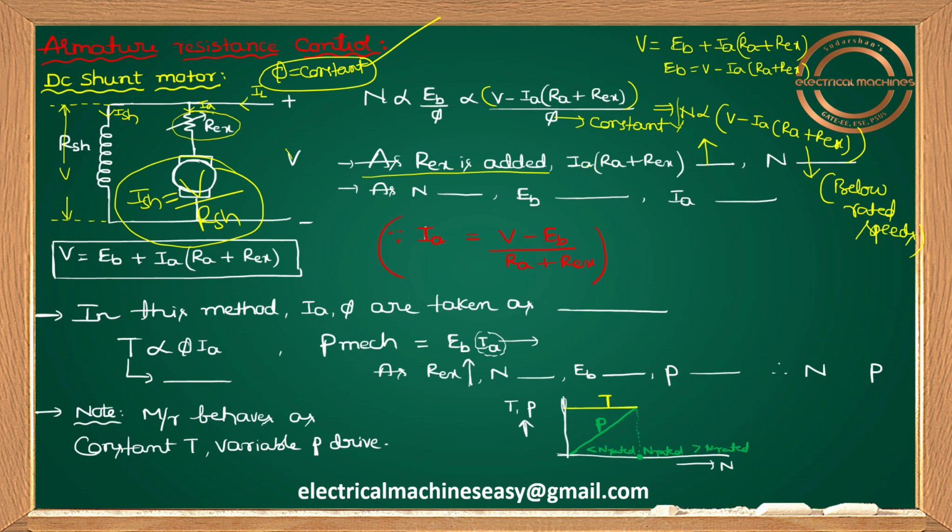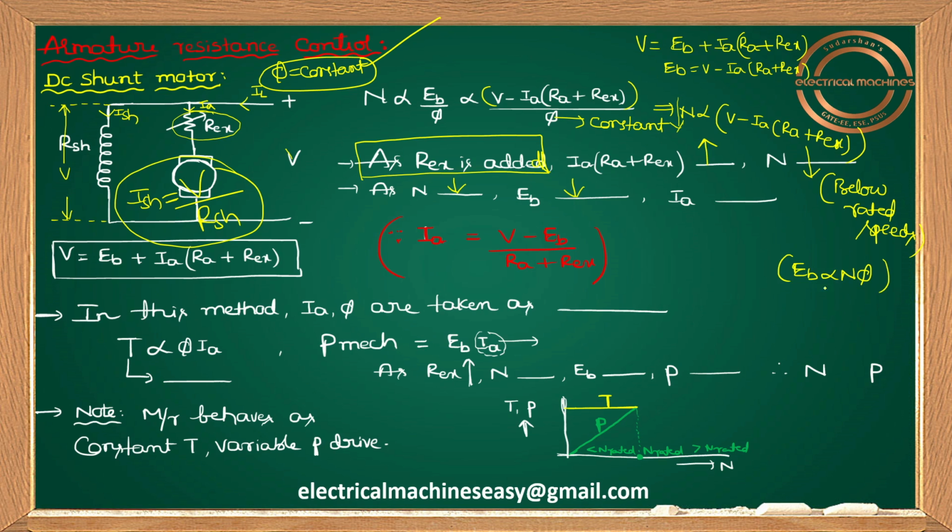One more thing I need to ask here. Whenever REX is added, you are saying that N is reducing, because IA into (RA plus REX) is increasing. That is okay. As N is reducing, what will happen to back EMF? It will reduce, no? Because you know the formula, EB is proportional to N into phi.